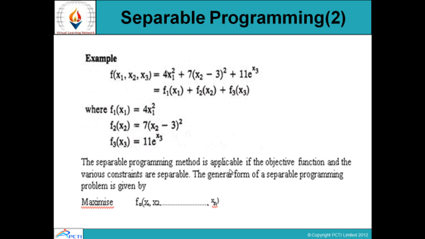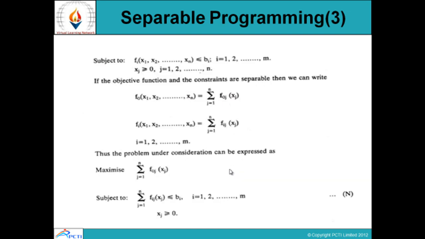The separable programming method is applicable if the objective function and the various constraints are separable. The general form of separable programming problems is given by maximize f0 of x1, x2, x3 and so on up to xn, subject to fi of x1, x2, x3 up to xn less than or equal to bi, where i equal to 1, 2, 3, 4 up to m, xj greater than or equal to 0, where j equal to 1, 2, 3, 4 up to n.